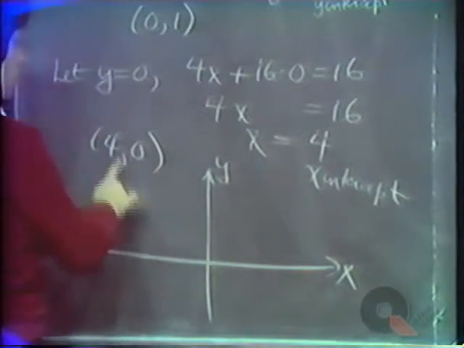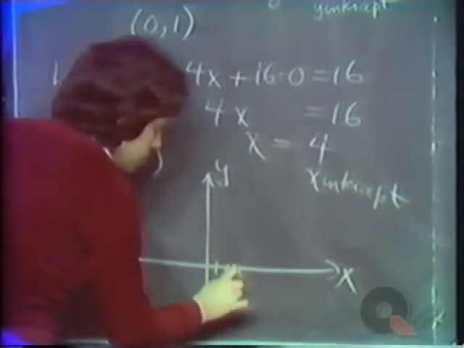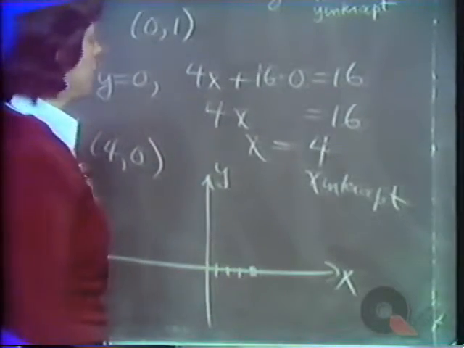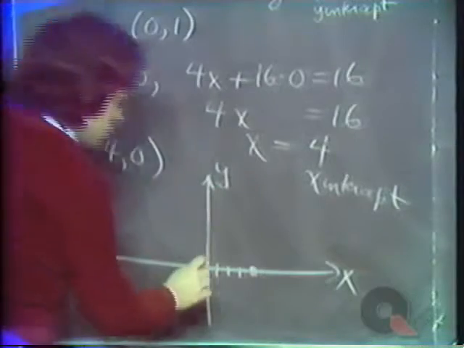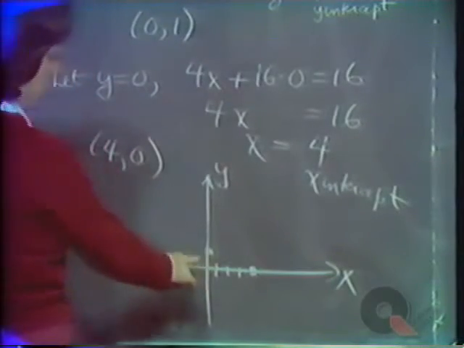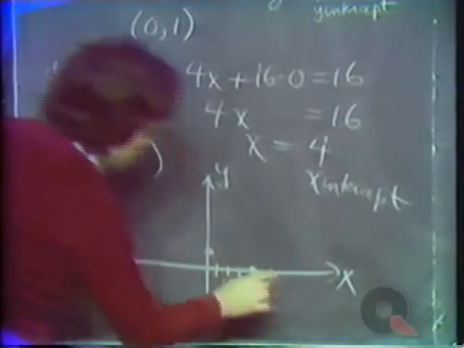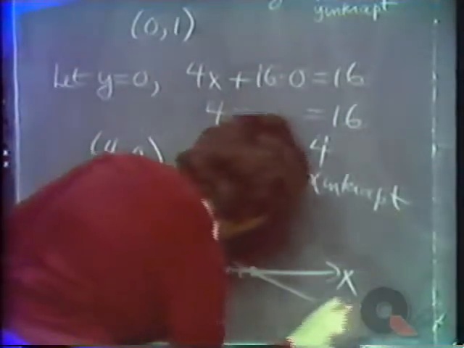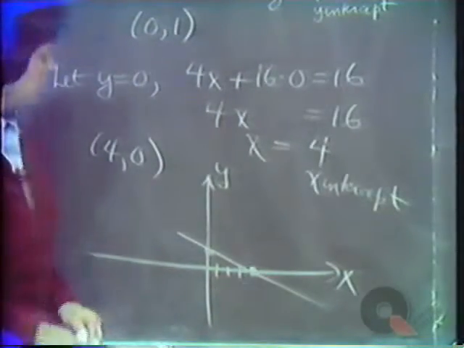Okay, it goes through the point 4, 0. The x-intercept is 4. It crosses the x-axis at 4. And it goes through the point 0, 1. The y-intercept is 1. It crosses the y-axis at 1. And just connecting, we get the graph. Looks like that.